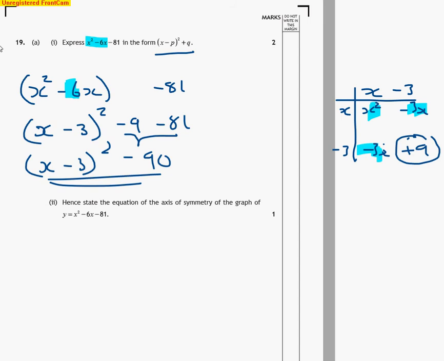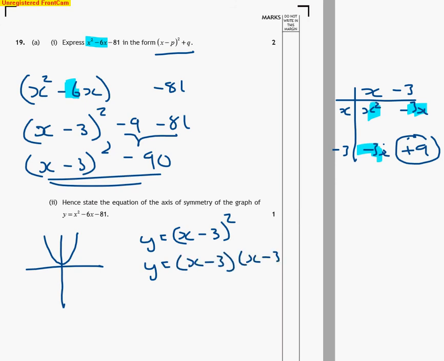Okay, so if I draw, let's just say quickly, this is your standard y is equal to x squared graph. But what we've done is we've moved it left or right with this number, and then moved it up or down with this number. So forget the minus 90 wasn't there. Say we just had y is equal to x minus 3 squared. That's just the same as x minus 3 times x minus 3.